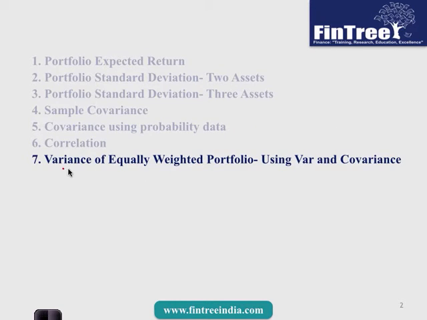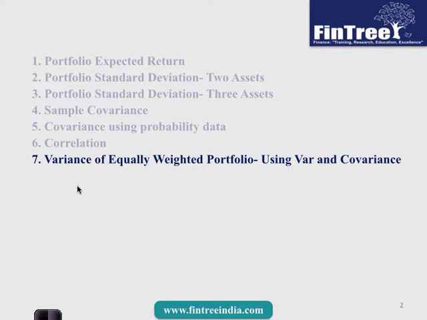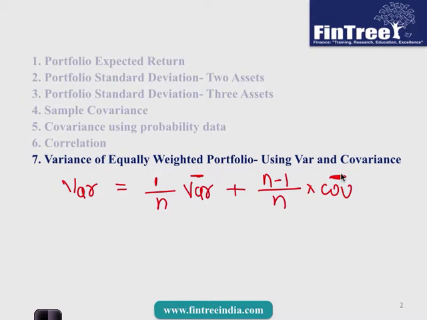Next formula is the variance of an equally weighted portfolio, using variance and covariance as the data set. So the variance of an equally weighted portfolio is equal to 1 divided by n times the average variance, plus (n minus 1) divided by n times the average covariance of those portfolios.